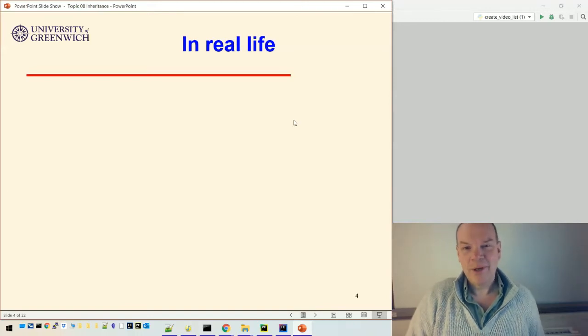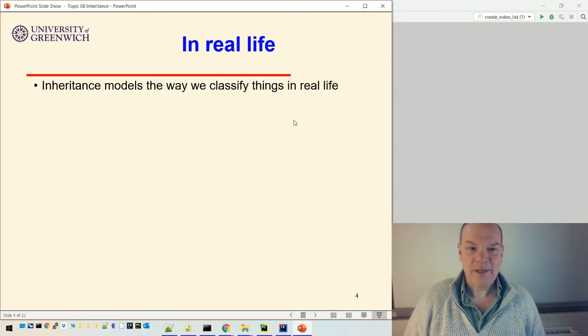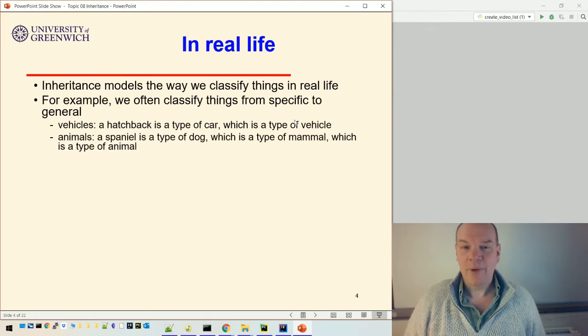Okay, so let's try and motivate the idea of inheritance a bit more by thinking about what we do in real life. Inheritance actually models the way we think about things, we classify things in real life. For example, we often classify things going from the specific to the general. So, if you're talking about vehicles, a hatchback is a type of car, which is a type of vehicle. Or if you're talking about animals, a spaniel is a type of dog, which is a type of mammal, which is a type of animal.